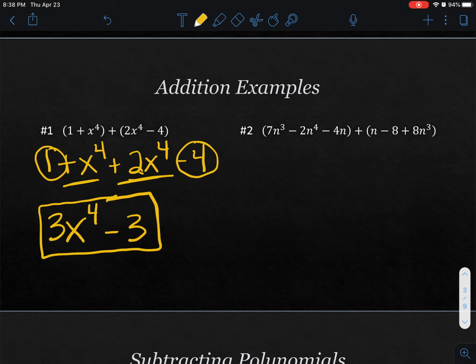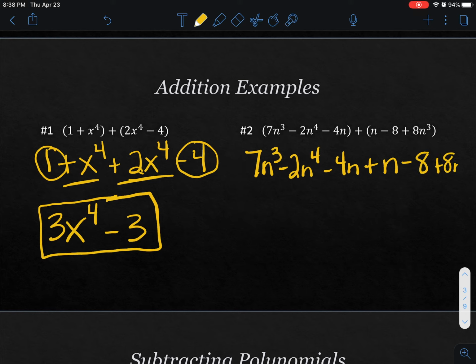Alright, on number 2. Now this one's a little larger of a problem because there's 3 terms in each. We do it the same way. Ignore the parentheses. So I start with the term that has the biggest degree, which would be negative 2n to the 4th. Well, I don't have another term that has n to the 4th, so that is just going to stay the same. And I'm going to mark it out as I use it because there's a lot of terms here.